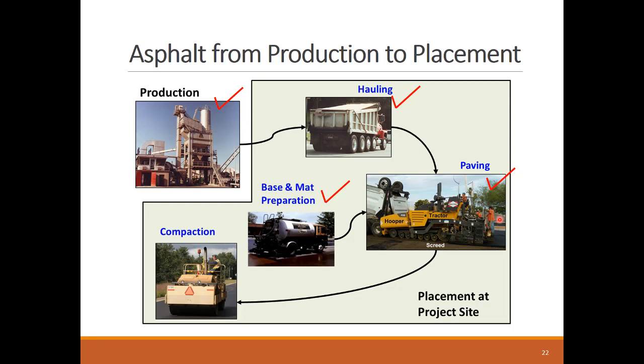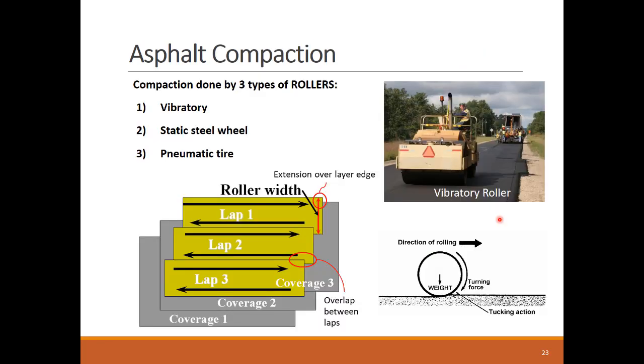We are almost done here. The last step in placing the asphalt is compaction. Asphalt compaction can be done by 3 compactor types: vibratory drum roller, static steel wheel, or pneumatic tire. We covered these compactors in the soil compaction lesson.